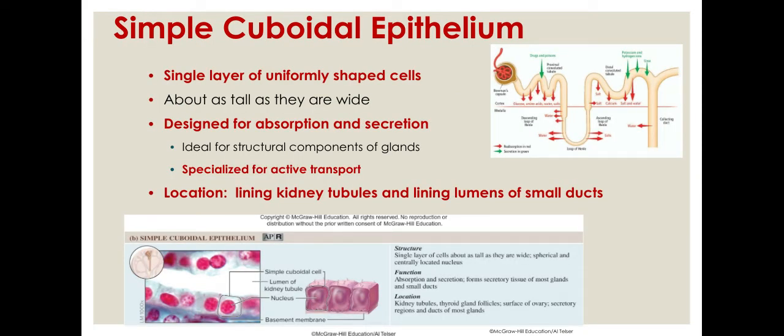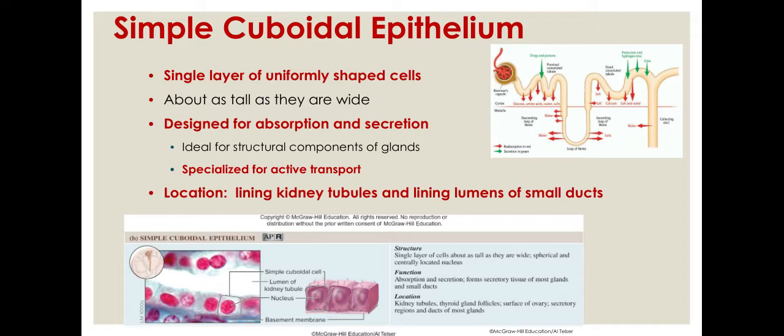Next is your simple cuboidal. So that's our cube-shaped epithelial cells, just a single layer. They're all shaped like little dice next to one another. And they are designed to absorb and secrete, but it's just not as quick as if they were flat. And of course, they are specialized for structures in glands and for doing active transport that requires energy.